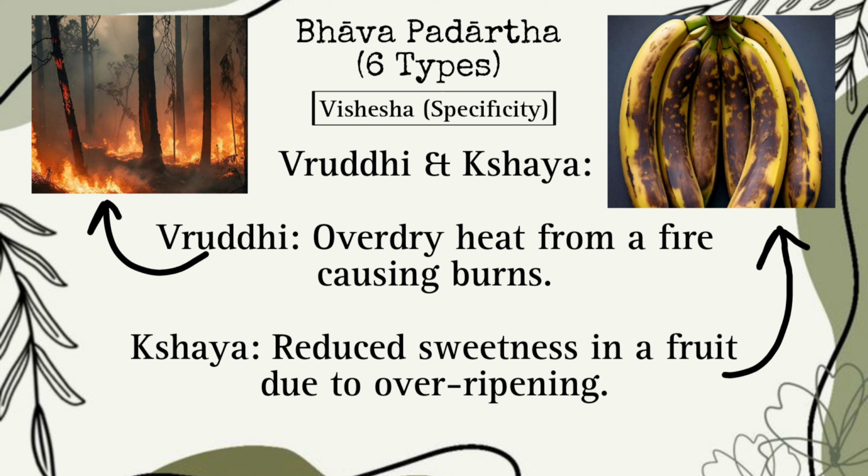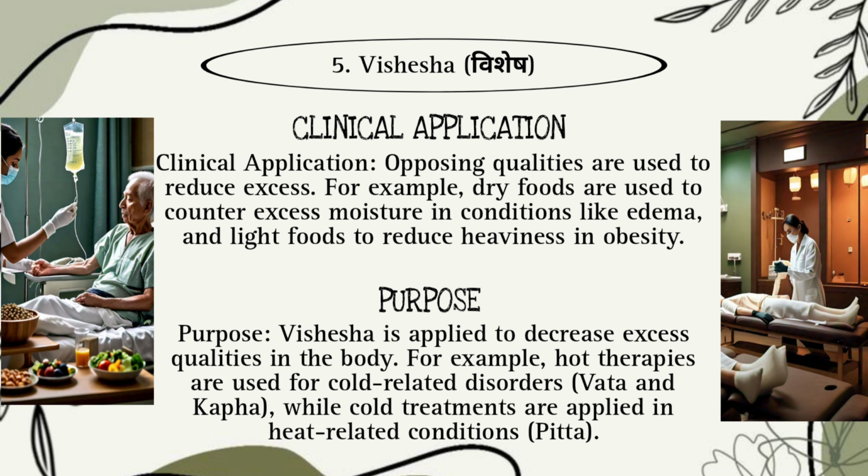Vriddhi: over dry heat from a fire causing burns. And Kshaya: reduced sweetness in a fruit due to over ripening. Clinical application: opposing qualities are used to reduce excess. For example, dry foods are used to counter excess moisture in conditions like edema, and light foods to reduce heaviness in obesity. Purpose: Vishesha is applied to decrease excess qualities in the body.